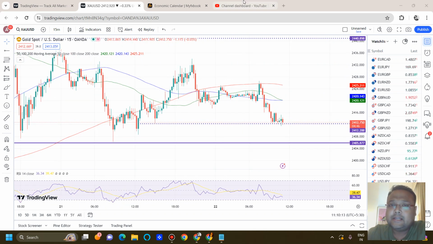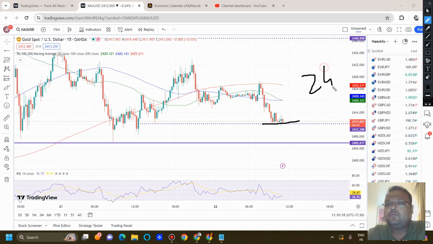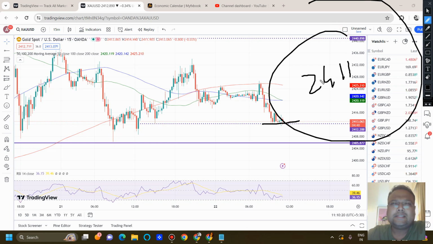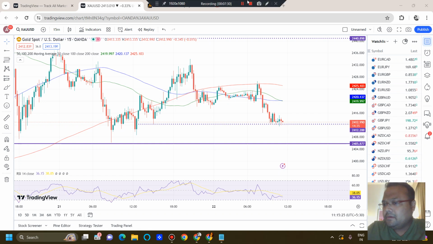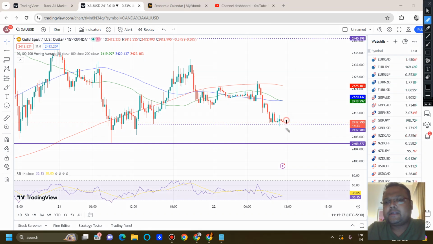On the 50-minute chart, yes, there are some other opportunities also. For example, if market breaks 2411, then also we can look for a sell, but it's a high risk. That's why I was not discussing it. So by the European session or US session, if market breaks this level with a big red candle, then we can look for a sell.